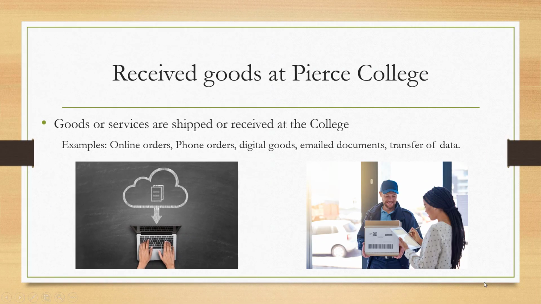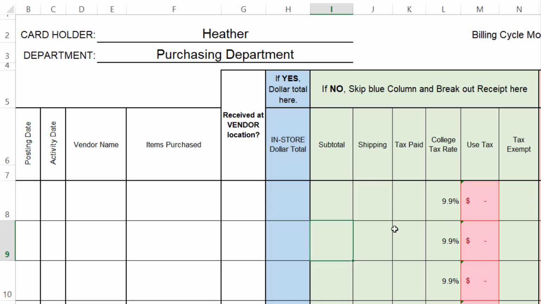The next type of transaction we're going to look at are transactions where we received goods at Pierce College. This would include an item shipped to the college or any digital good, document, or transfer of data. Before we get into recording this type of transaction, let's look at the P-Card log and the columns we're going to fill in. Instead of putting the dollar total in column H for in-store transactions, we're going to skip column H and look at columns I through K.